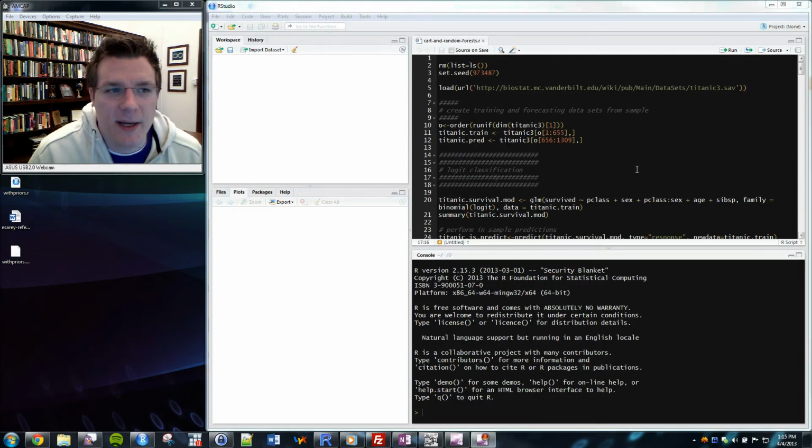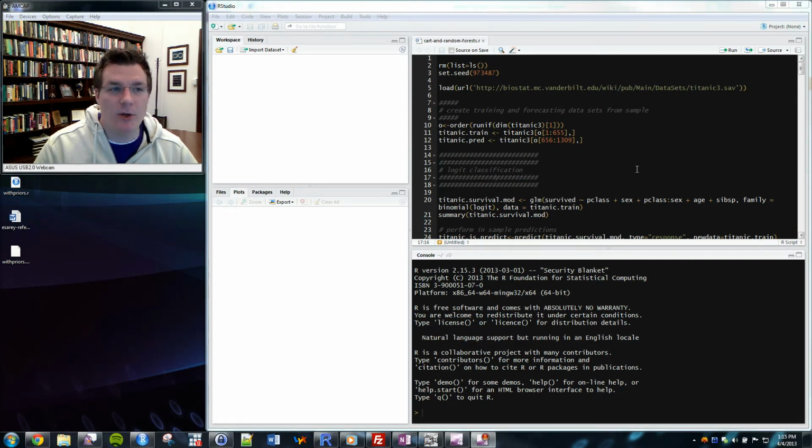So I'm going to use my earlier R script for CART and random forest models to show you how you can do these fit assessments in R. And I'm going to start with the percent correctly predicted statistic.